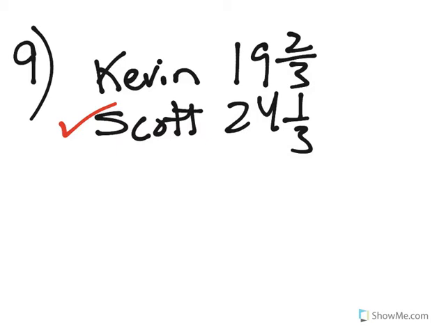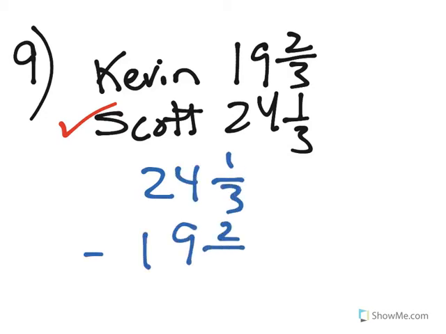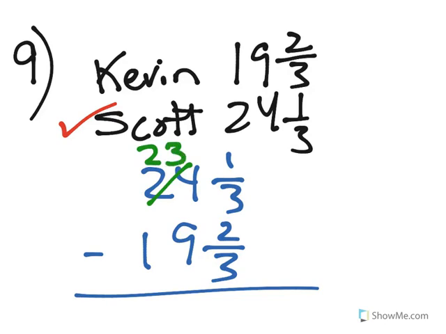So at this point, in order to find out who threw it further, I have to subtract. So I'm going to do 24 1/3 minus 19 2/3. I do have a common denominator here of 3, but again, I cannot subtract 1 minus 2, so I have to borrow. So I'm going to borrow from the 24, make it a 23, and I need a fraction that's equal to 1 that I can add to 1/3, so I'm going to use 3/3.